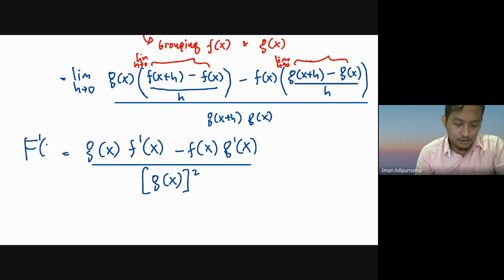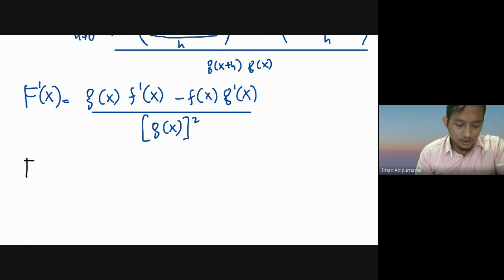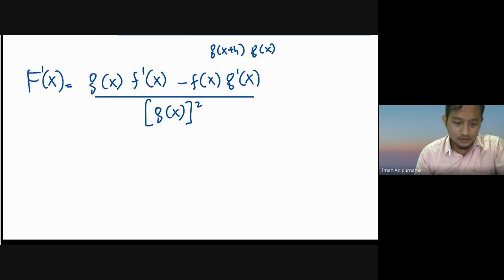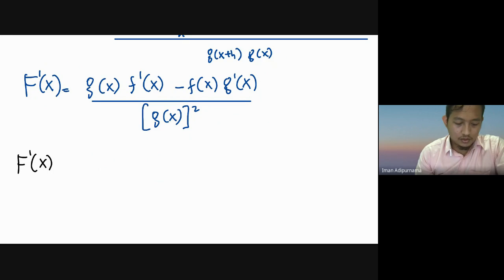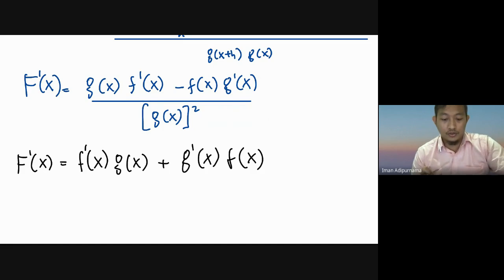This is f prime. But to help you remember, because remember the product rule, I'm writing the product rule as f'(x)g(x) plus g'(x)f(x). It's the same thing as the top of the quotient rule, right? So it's better, let me write it here. This is the product rule.